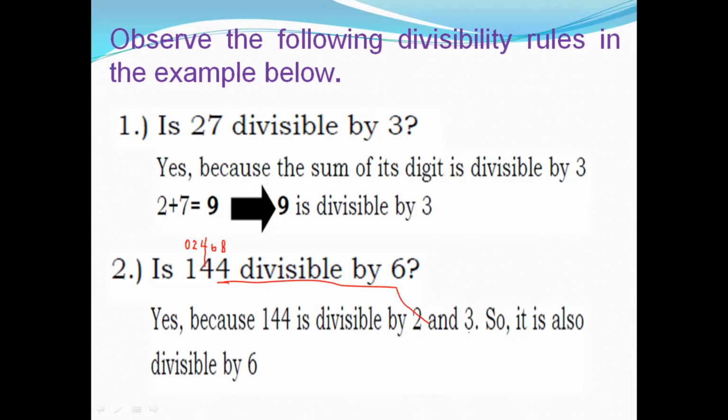Okay, let us prove that this 144 is divisible by 3. So yung ating divisibility rule sa 3, we're going to add the digits of the number. So 1 plus 4 is 5, plus 4, it is equal to 9. So 9 is divisible by 3, just like our first example. So since 144 is divisible by 2, and it is also divisible by 3, automatically, this is divisible by 6.